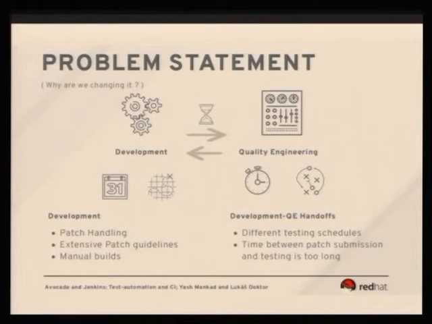Another major drawback of the process is the handoff between development and QE. Now, in most major organizations, development and QE are treated as two completely separate functional groups. So they have their own schedules, their own testing guidelines, their own deadlines to submit stuff, which results in the fact that when a developer has submitted a patch, it might take weeks for QE to test it and get back with the results, which means by the time the developer has the QE results, he has long moved on to work on something else. All of this results in really slow turnaround times on tests.